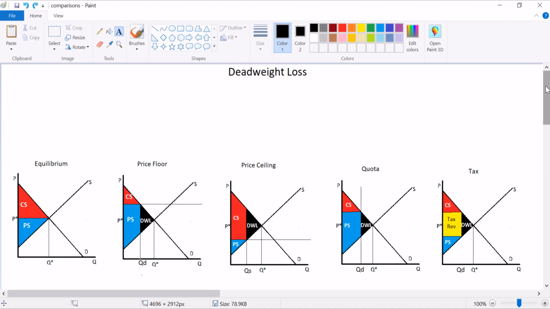I'm going to pick up where I left off on my big review. If you didn't see it, you might want to watch that first. It'll help these pictures to make sense. But what I've got here is a summary of consumer and producer surplus and deadweight losses in a supply and demand market with these various interventions.